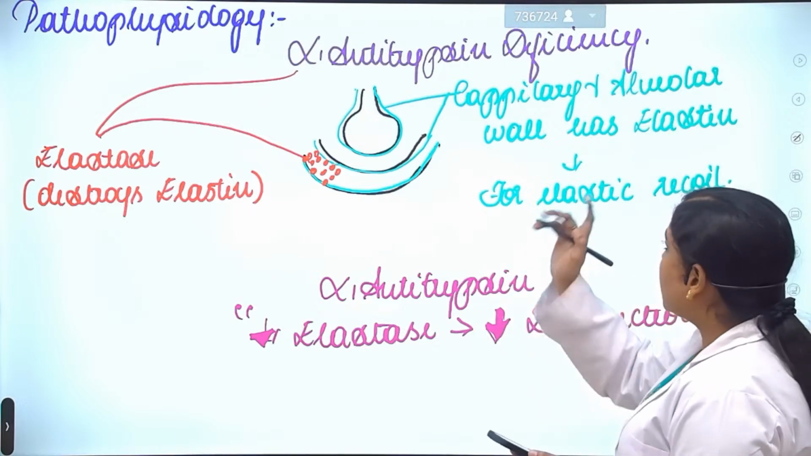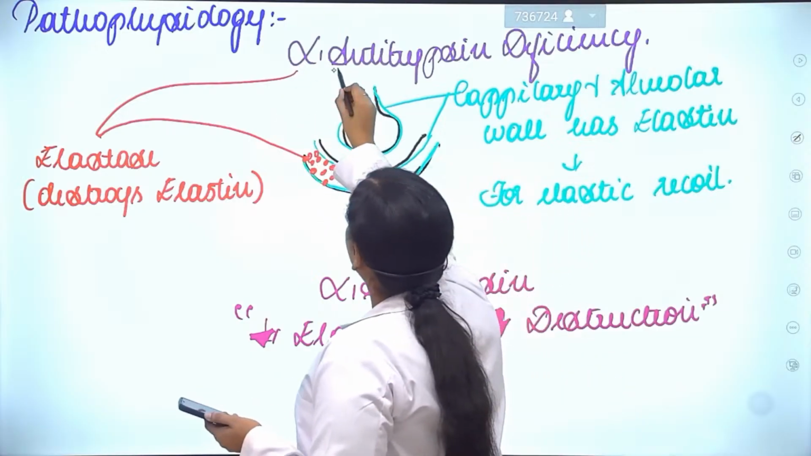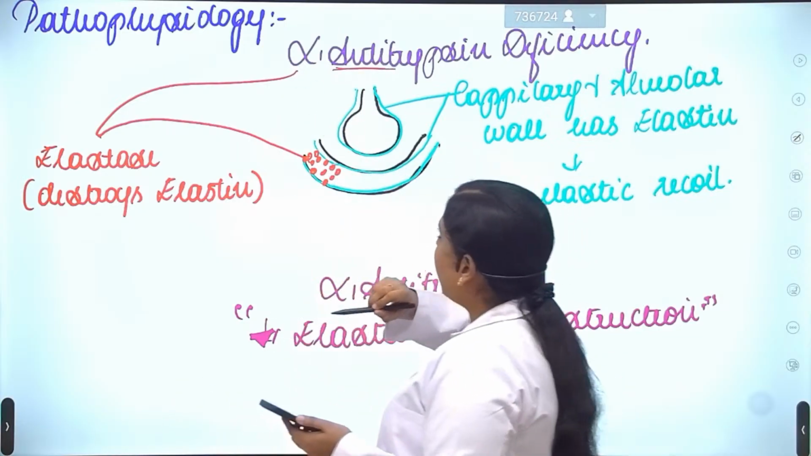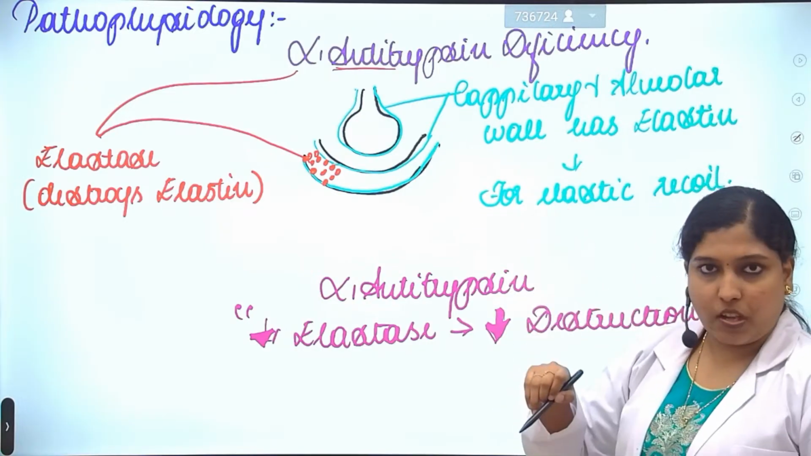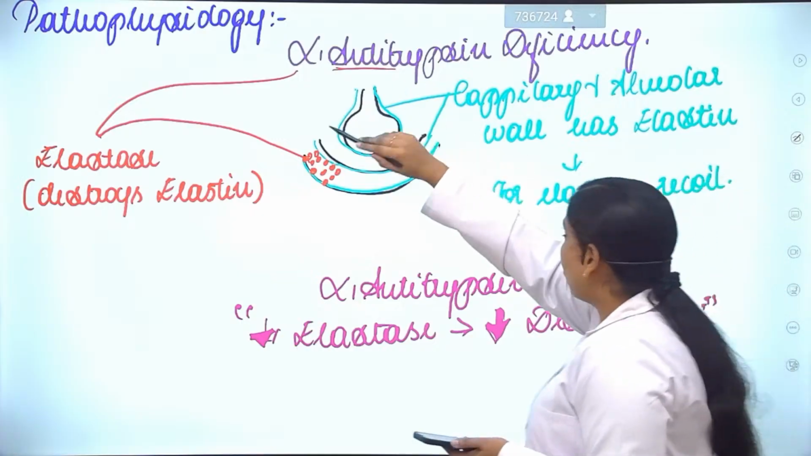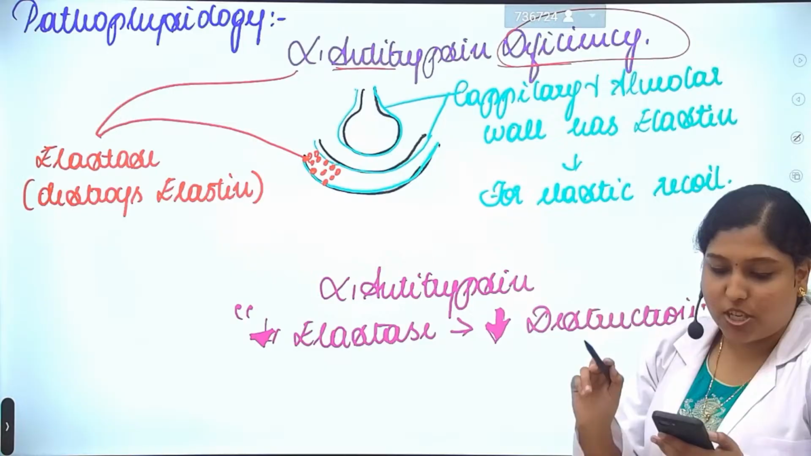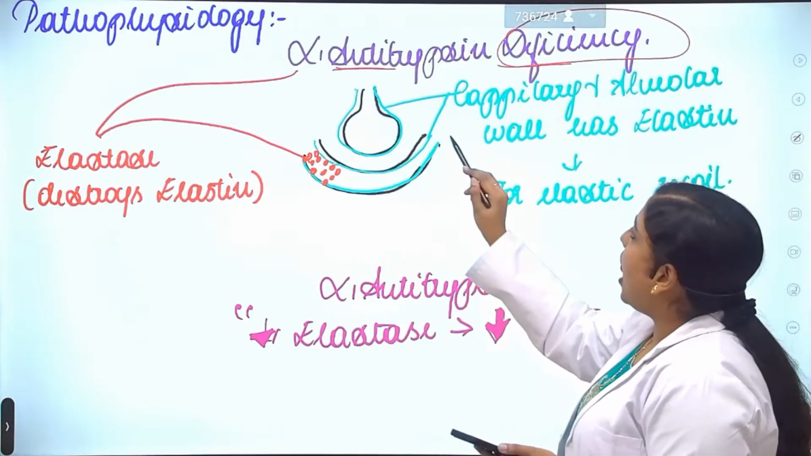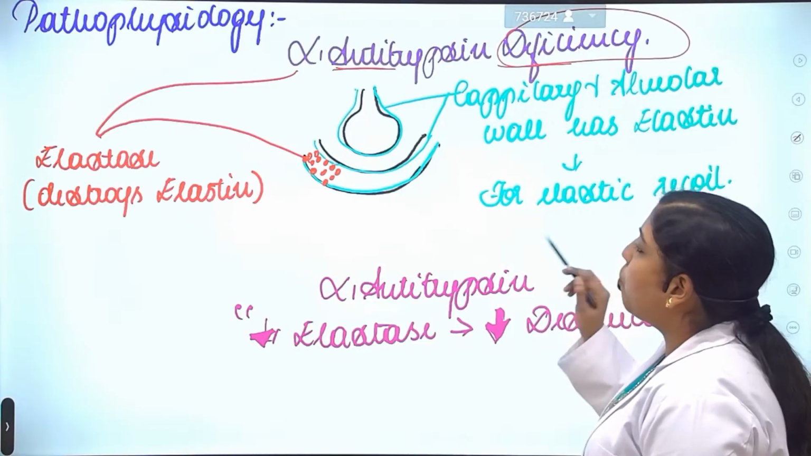First and foremost, you have to note the word deficiency, not anti. So what is the role of alpha antitrypsin? Alpha antitrypsin is one of the important protein components.